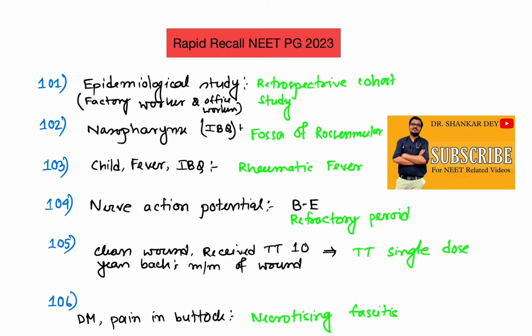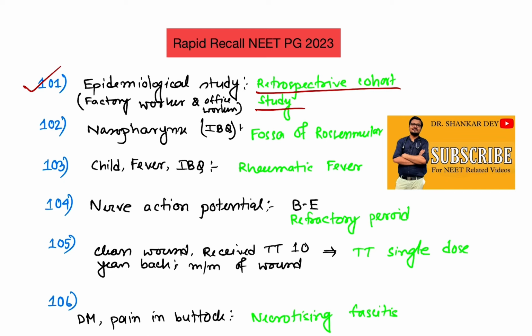Starting with question number 101, one question was about an epidemiological study. I think an aniline dye worker related epidemiological study was done among factory workers and among the office workers who are also working in the same industry. So some history was taken. That was actually the description of a retrospective cohort study. So the epidemiological study of aniline dye factory workers and office workers with history is a retrospective cohort study.